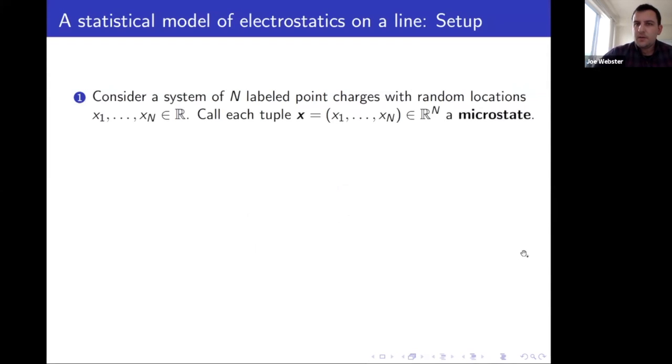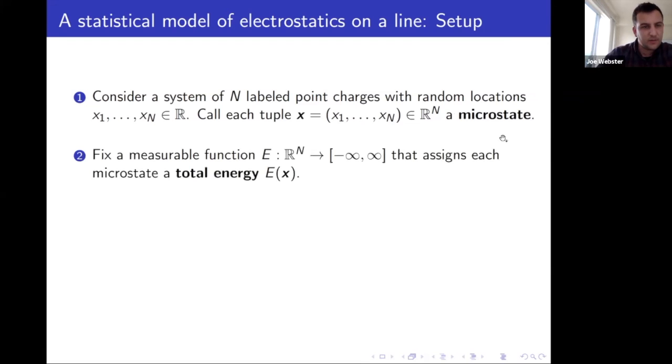So what we want to do for the setup in the classical situation is consider a system of n labeled point charges with random locations x1 through xn. These are in the real line. And we're going to assume that these particles are distinguished by their labels. This way I can make it so that all of the tuples in R^n are the possible microstates, rather than all of the tuples up to ordering. So I don't want my particles to be considered identical, just so I can have a very simple microstate space here. Okay, so that is the first thing.